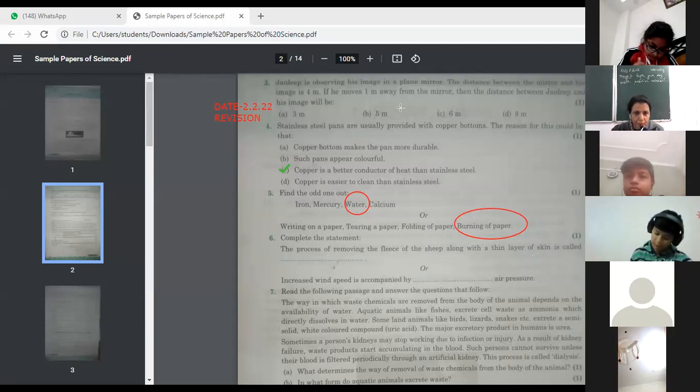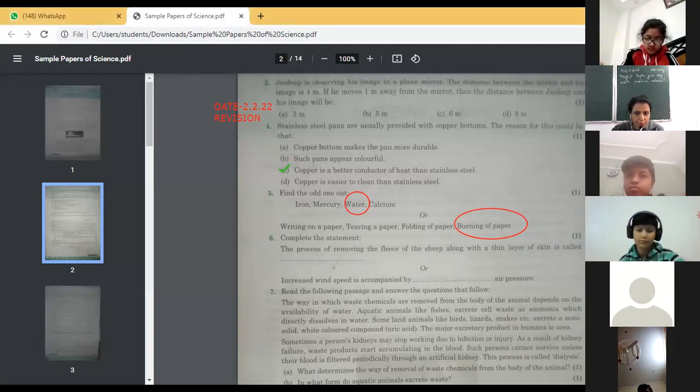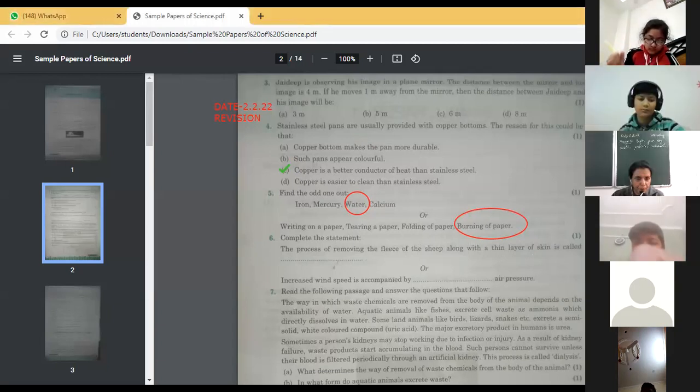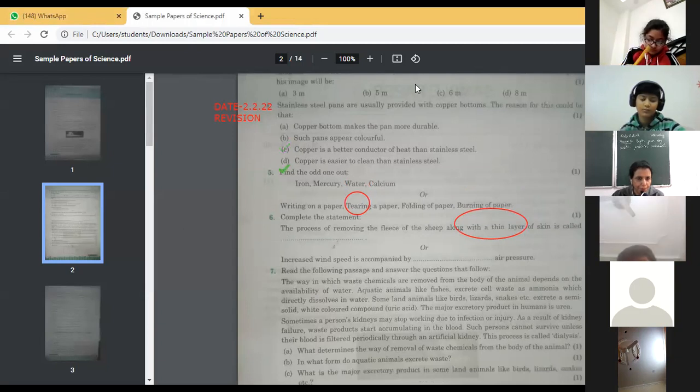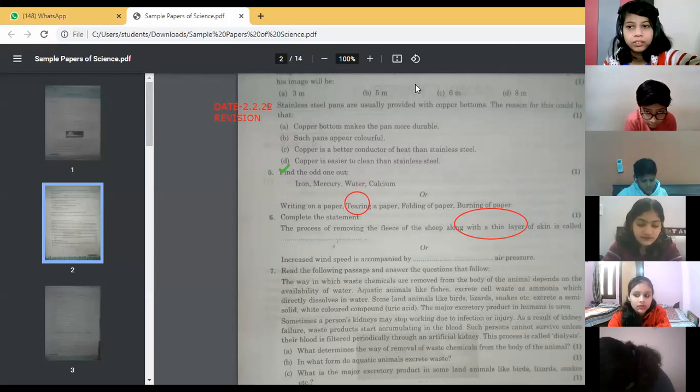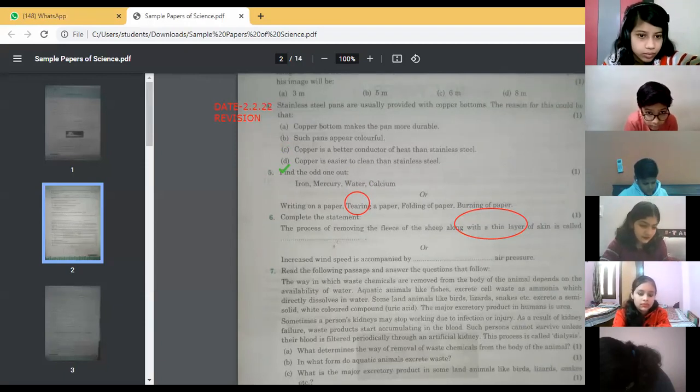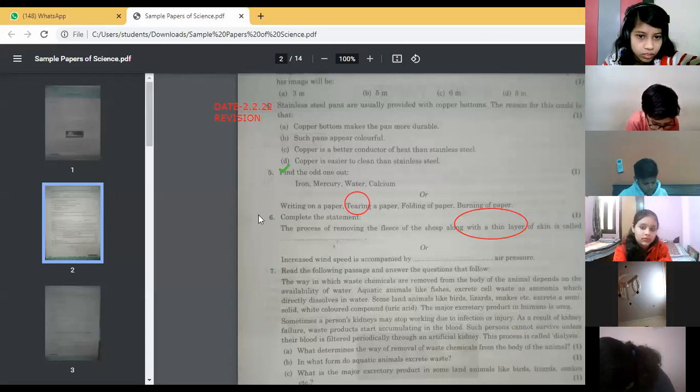Next, next question number 7. Let's continue with it. Yes, Tanvi, start reading. Read the following passage and answer the questions that follow.